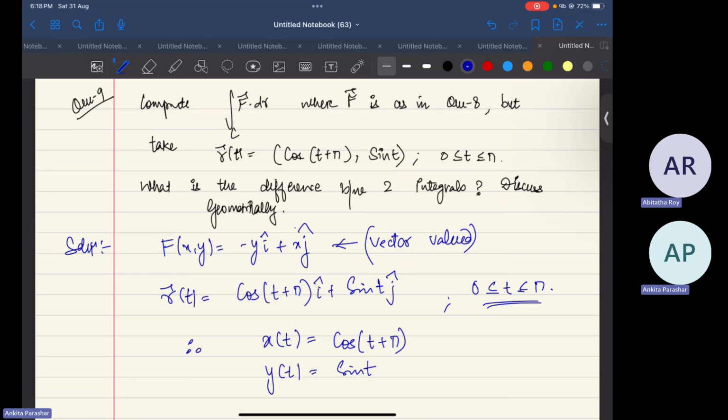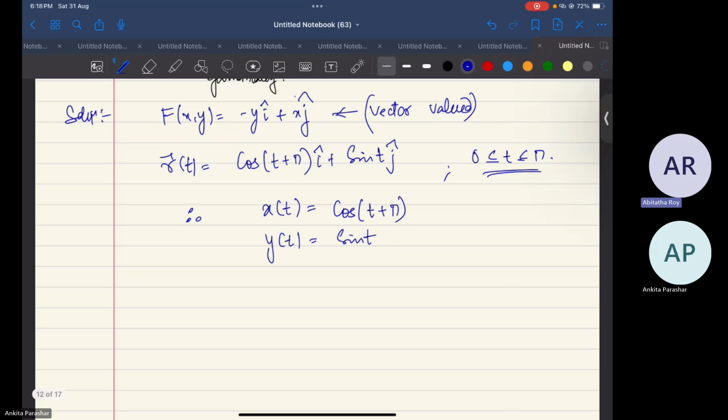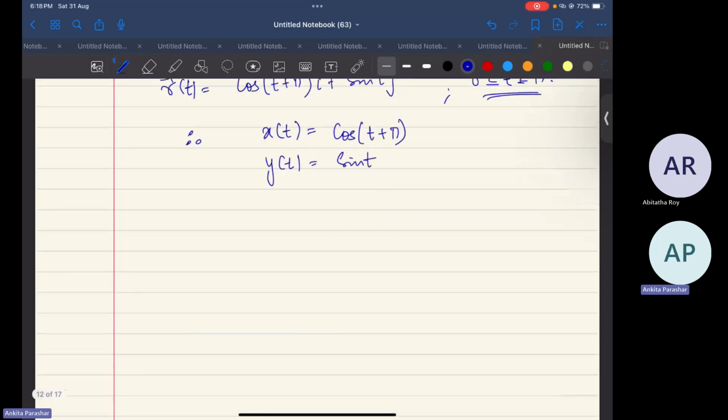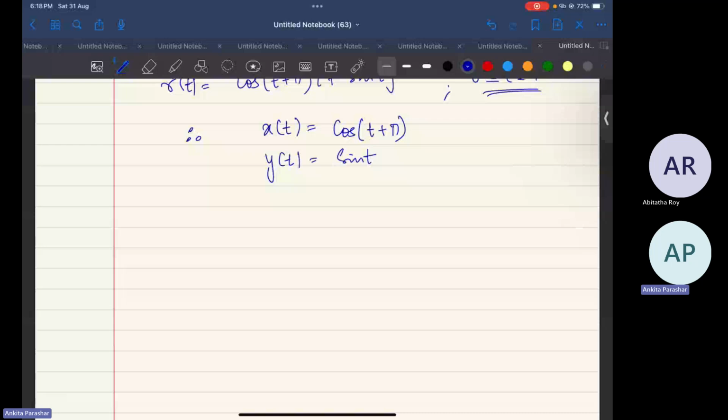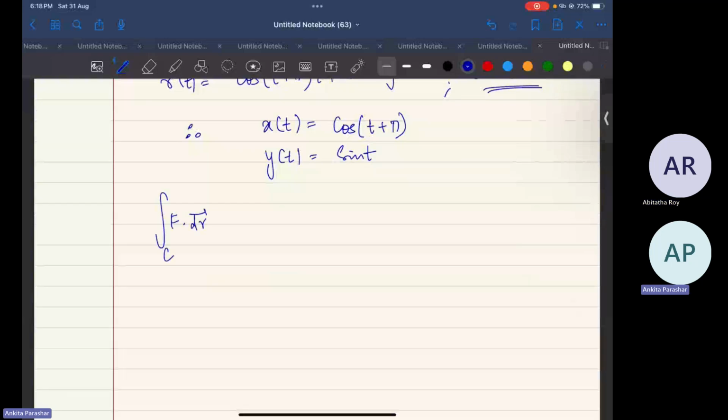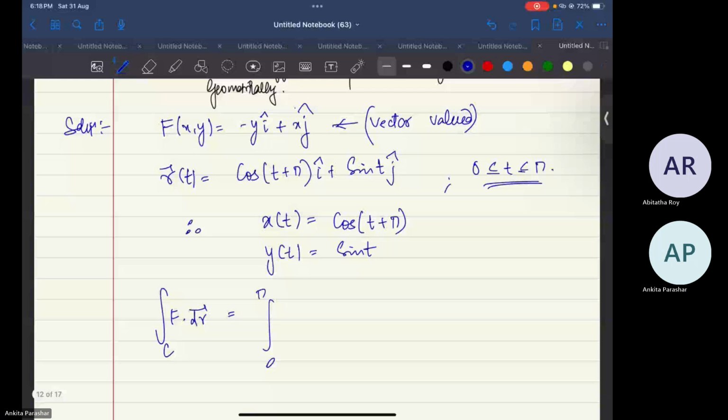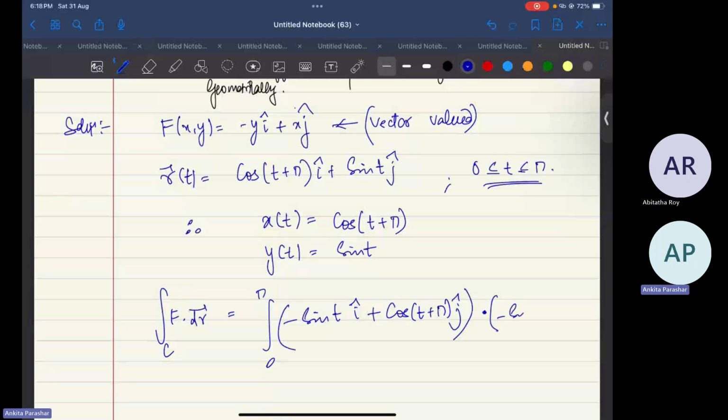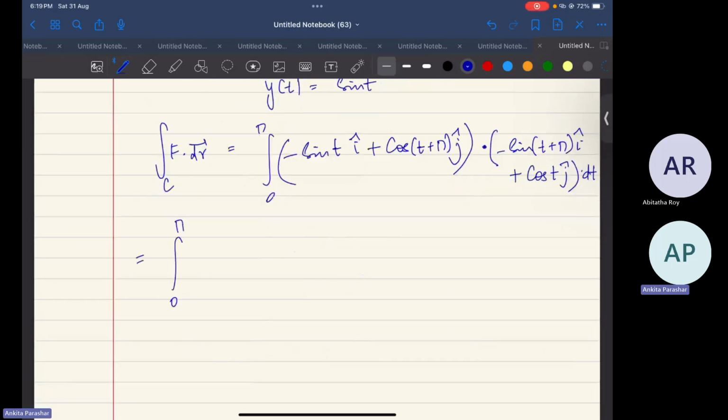Is it minus pi? It is minus pi. Okay, let me just compute and then we'll discuss what is happening here. F dot dr over the curve is 0 to pi. My f is nothing but minus sine t i cap plus cos t plus pi j cap, and then the dot product is with r prime t, which is minus sine t plus pi i cap plus cos t j cap, isn't it? Times dt, 0 to pi.